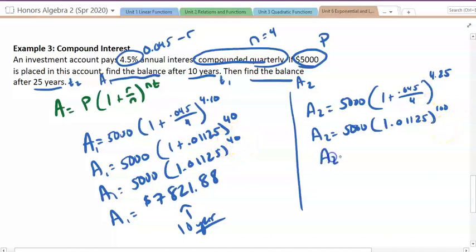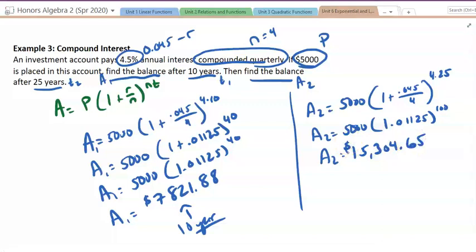And so that's going to change our amount. When we get that 5,000 times 1.01125 raised to the 100th power, it's going to give us $15,304.65. So if we let that money continue to sit for another 15 years, we're going to just about double our money. It's a little short because it'd be 15.6 if we doubled it. So doing nothing, letting this sit and earn interest, we've turned $5,000 into $15,000 just by letting it sit in an account for 25 years.